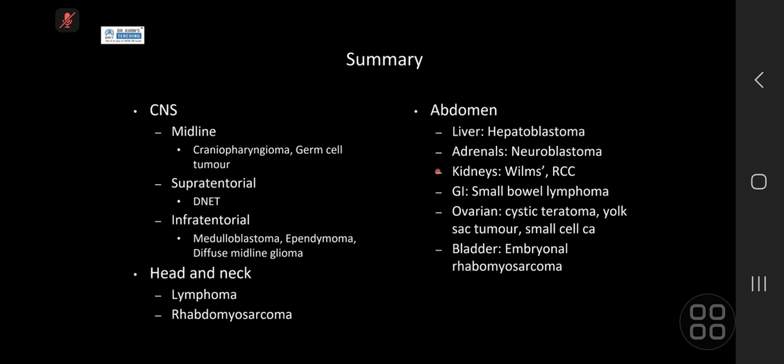So depending on age, RCC, the older population, Wilms, the younger population. GI, your small bowel lymphoma. Your ovaries, so think about your cystic teratoma, because that's one that's quite nice to see on all modalities, and all the other more obscure tumors that I don't often see. Bladder, your rhabdomyosarcoma, which is your bunch of grapes.